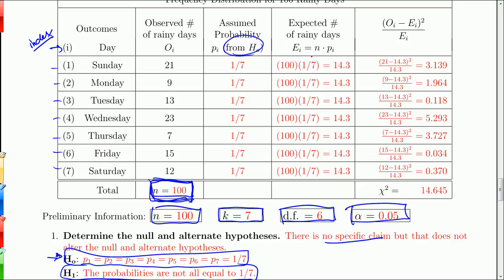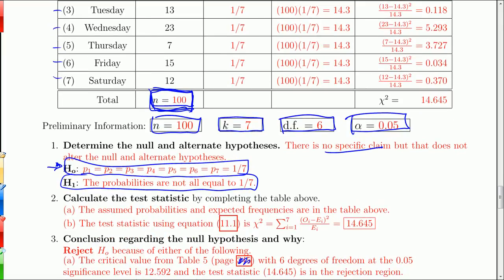So if the number of rainy days was evenly distributed, you'd expect 14.3 of each. Of course, that's impossible. These are expected values, so it's okay if they can't be obtained. So those are the expected, and now we have to do observed, because look, we're looking at this formula. We're going to add up all the O sub i's minus E sub i squared divided by the E sub i's. All right. So we're going to look at this for each row.